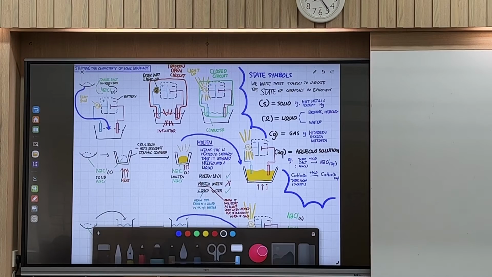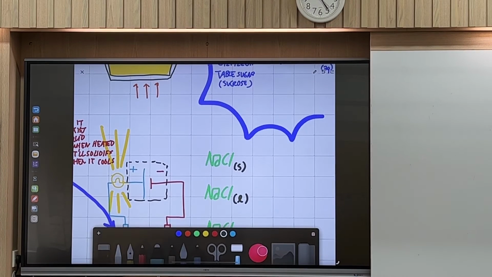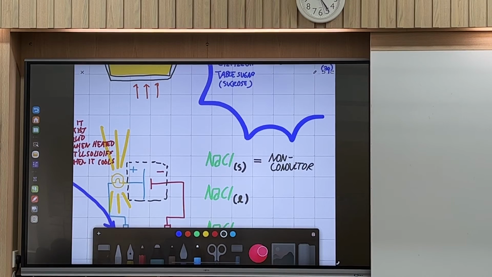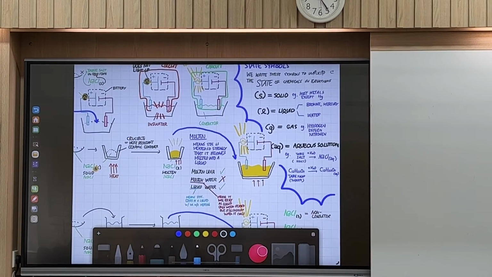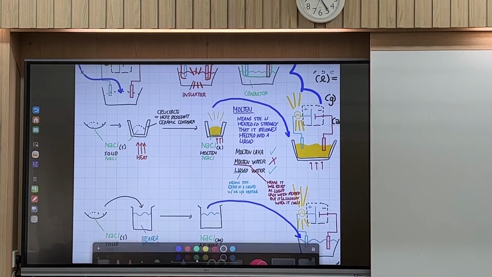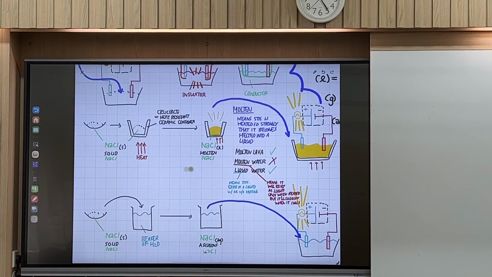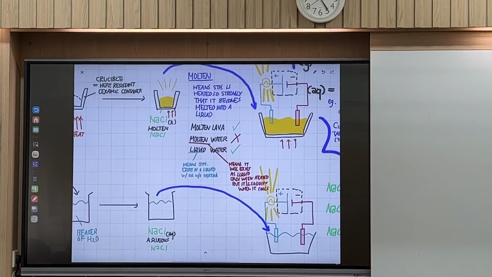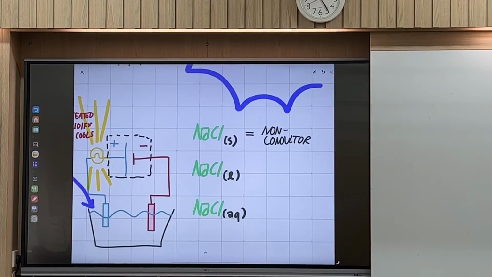So let me make it even more clear. You see when you put this in here, the light bulb does not light up when you put just NaCl(s). Without heating, without water, NaCl(s) by itself is a non-conductor. But when you heat up NaCl(s), so it becomes NaCl(l), or when you add water to NaCl(s) to form NaCl(aq), when you test its conductivity again, well, suddenly they conduct. They are conductor.